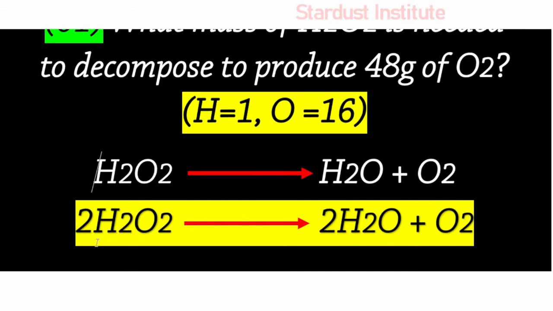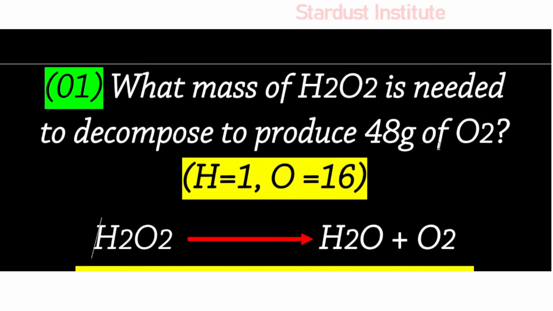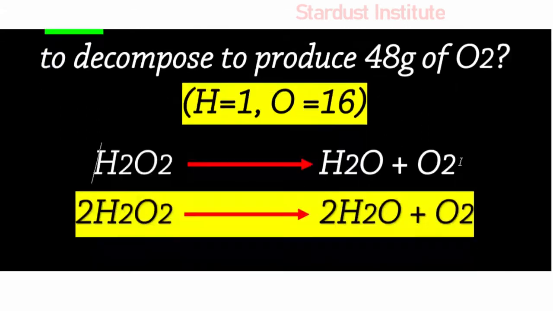You can see on the left hand side 2 times 2, 4 hydrogens. On the right hand side 4 hydrogens. On the left hand side 4 oxygens. On the right hand side 4 oxygens. Here we have been given 48 grams of oxygen. First of all, we need to convert this 48 grams of oxygen to moles of oxygen. Then it is easy for us to solve this problem.